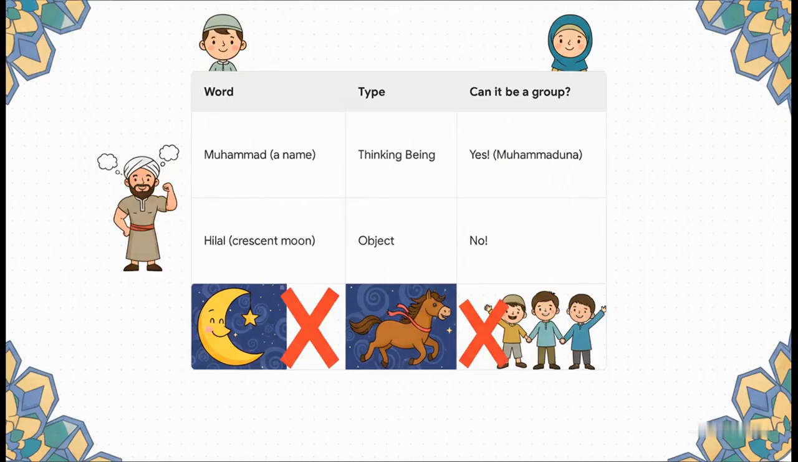This makes it super clear. What if we have a name like Muhammad? Well, that's a person, so yes, you can totally say Muhammaduna. But what about Hilal, the crescent moon? That's an object, so that's a no. And Lahik, the name of a famous horse, that's an animal, so it doesn't get the special block either. See, the rule is actually pretty simple once you know.